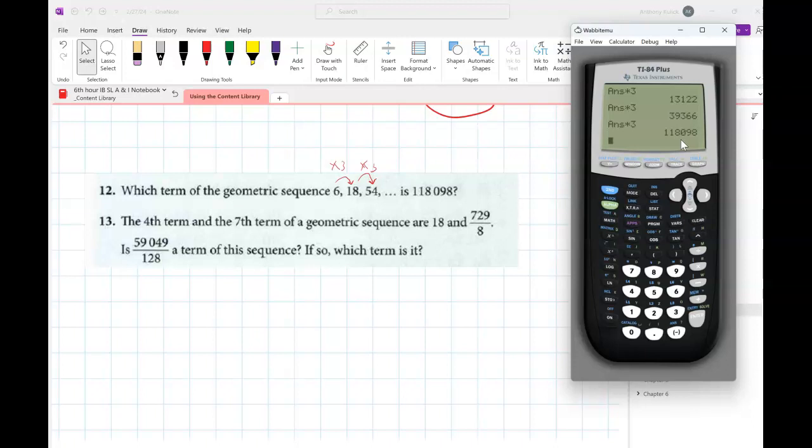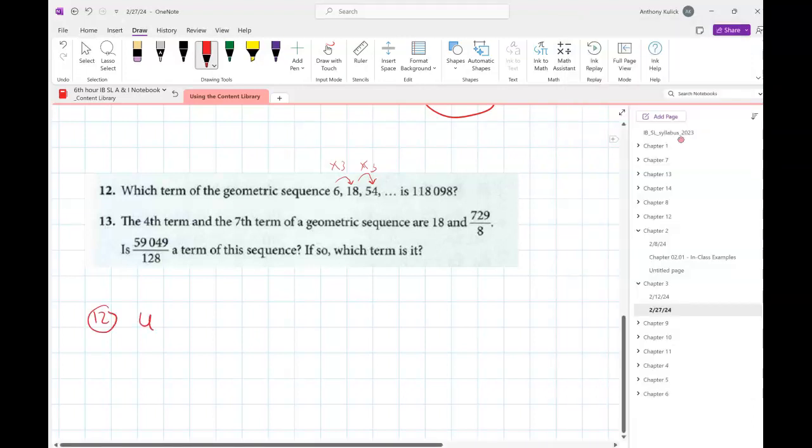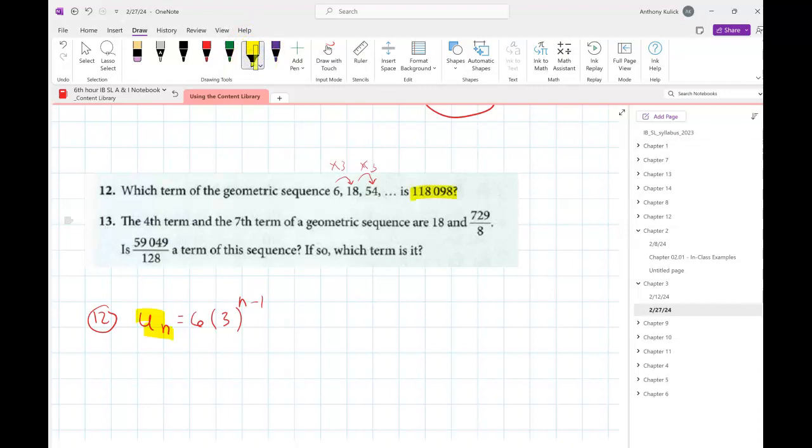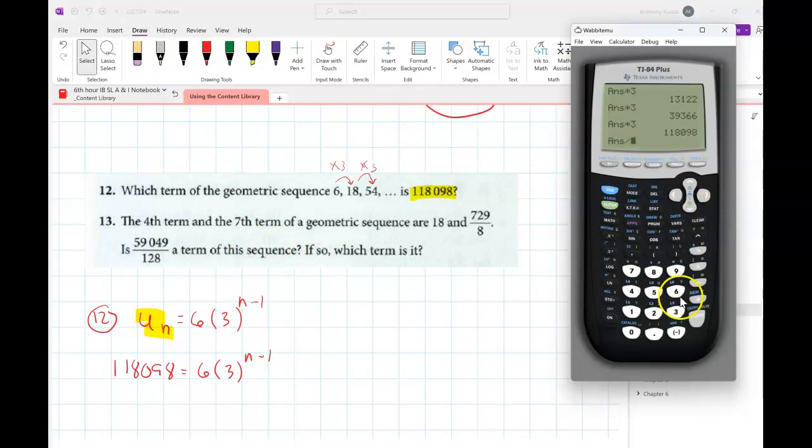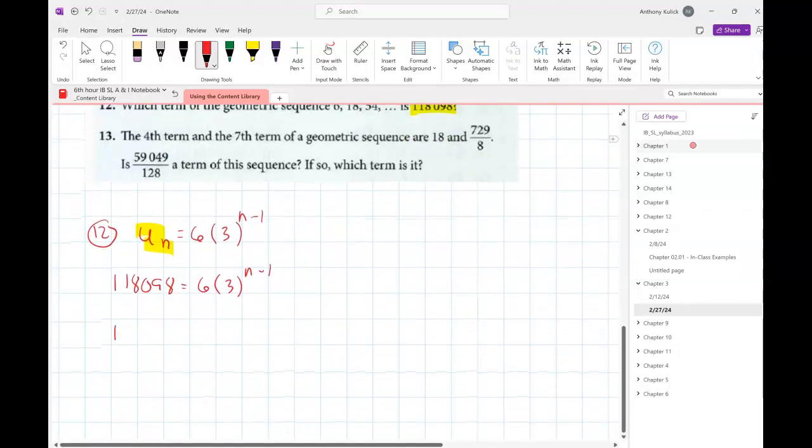Or you could say, okay, well, I'm going to write the equation, and for u sub n, I'm going to plug in 118,098 and try to solve this for n. So I'd want to start by dividing both sides by 6. So that's 19,683.